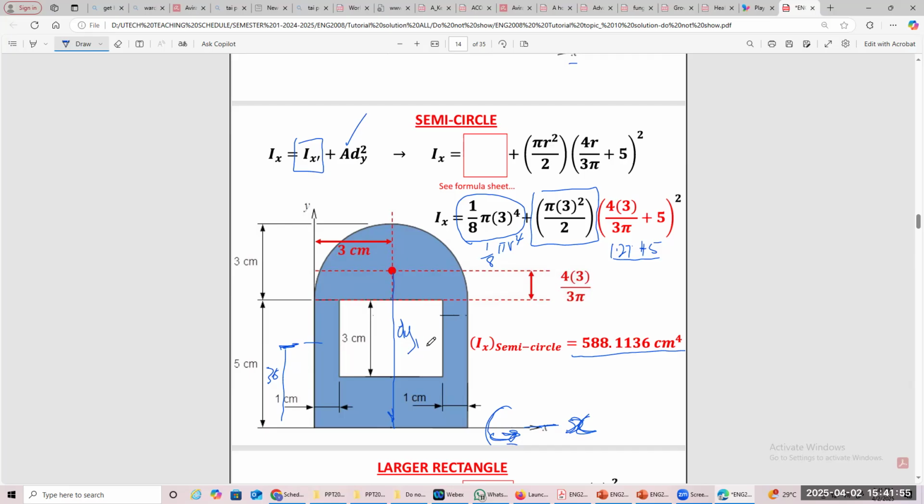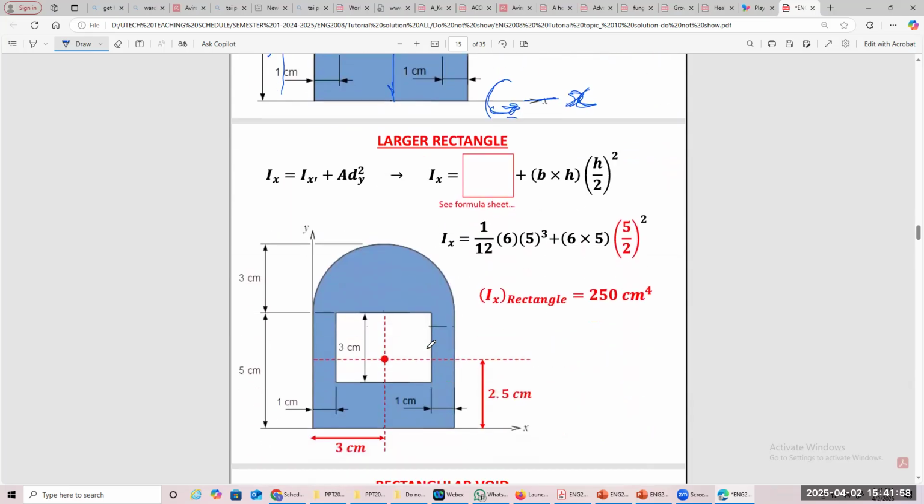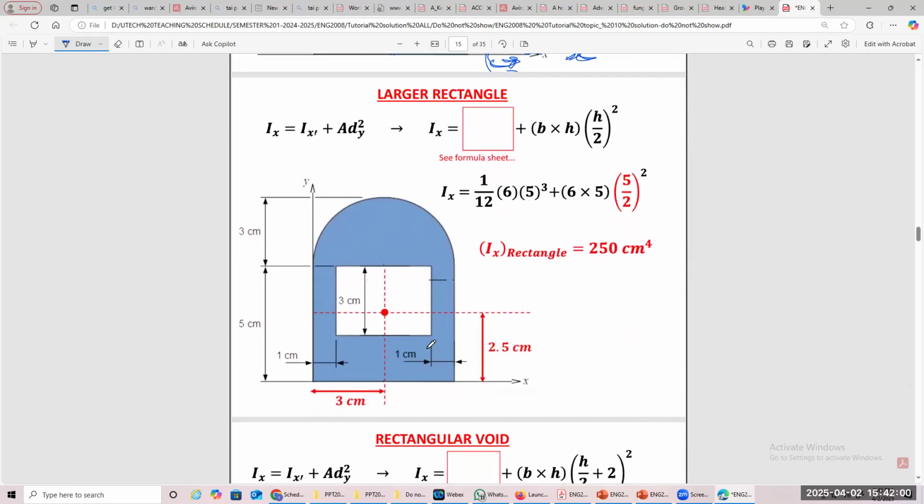All right. The next one now, we're going to do another one. The large rectangle. Let's do the large rectangle. What's your standard for the large rectangle? You find about the x-axis, so the standard is BD cube upon 12, or BH cube, whatever, if you want to use. But this is my standard one. This is what I remember. That has been engraved in my memory for many, many moons.